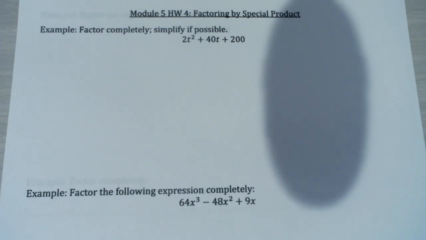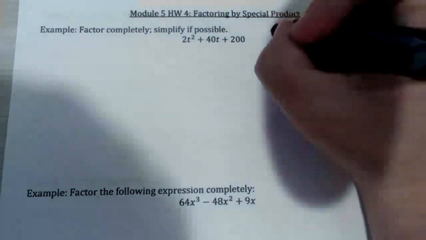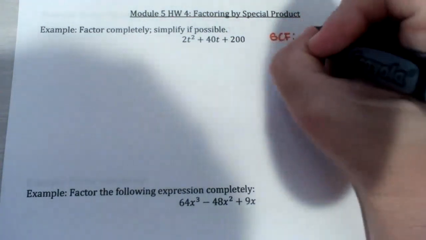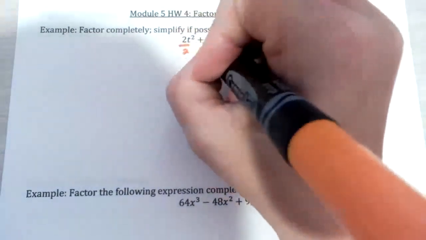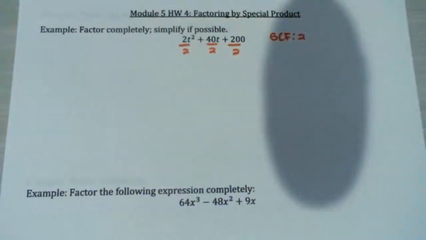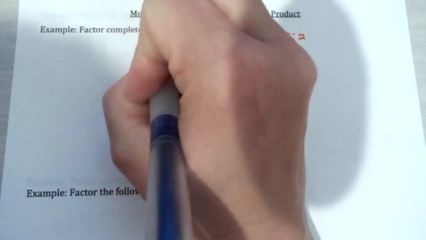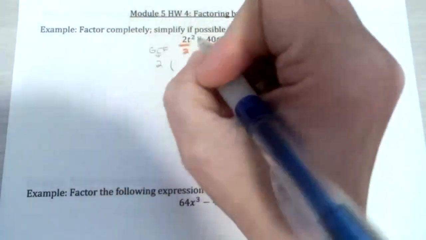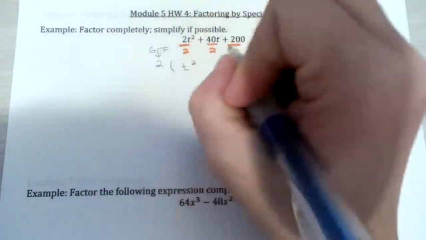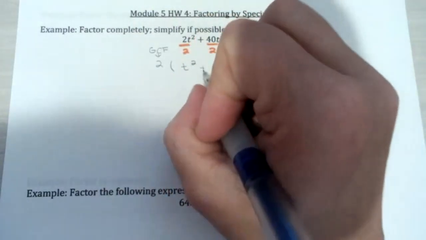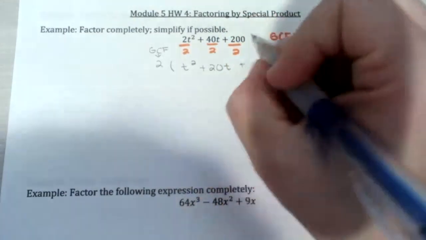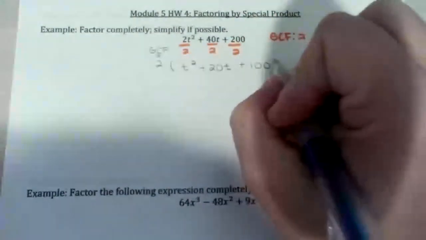With every one of these problems, we can do it exactly the same like we've been doing, so it's really nothing new to learn. So our first step in factoring every single time, no matter what, is GCF. So I notice they all have a 2 in common. So let's factor out that GCF of 2. So this 2 is coming out front as our GCF. 2t squared divided by 2 will leave us with t squared. Positive 40t divided by 2 will leave us with positive 20t. And then 200 divided by 2 will leave us with positive 100.